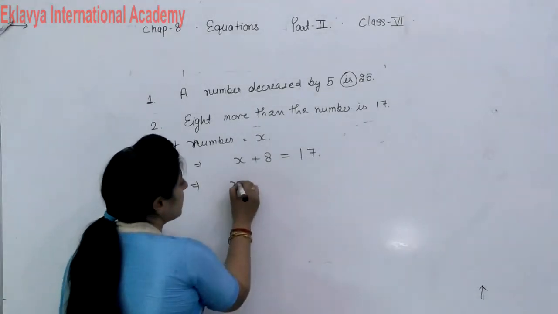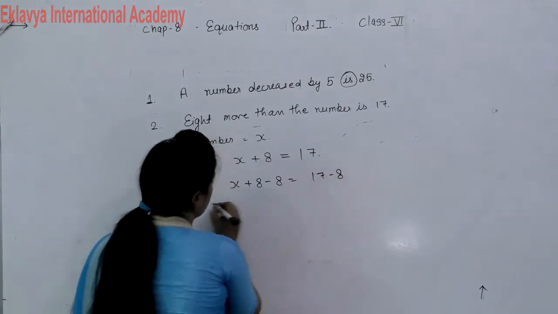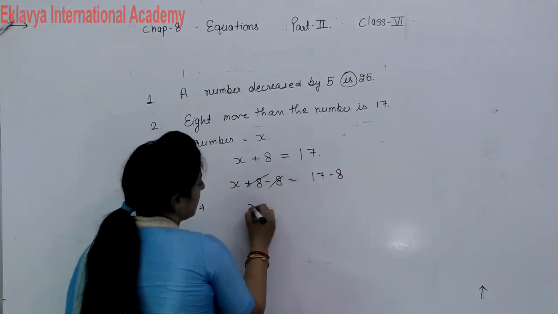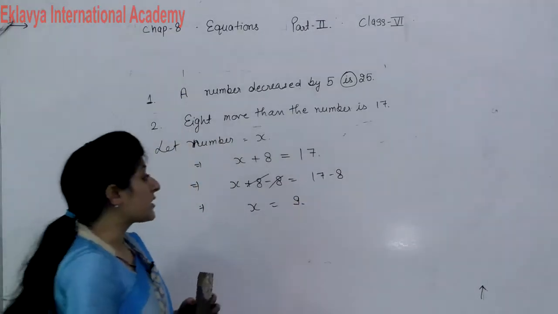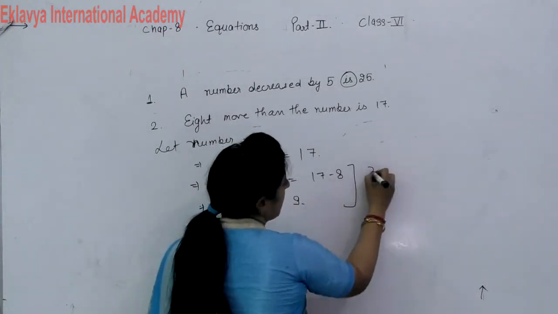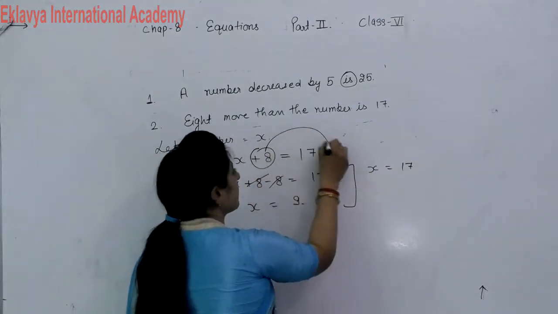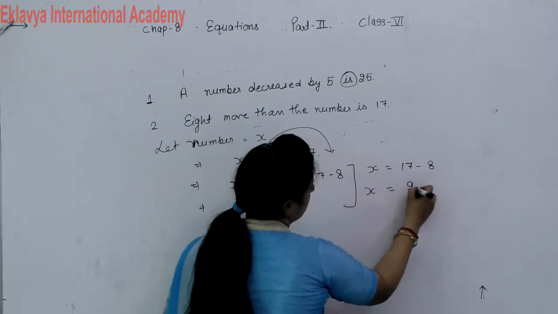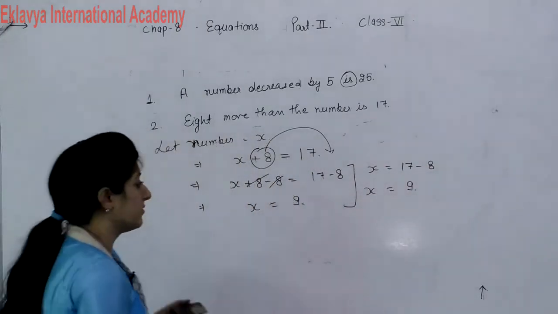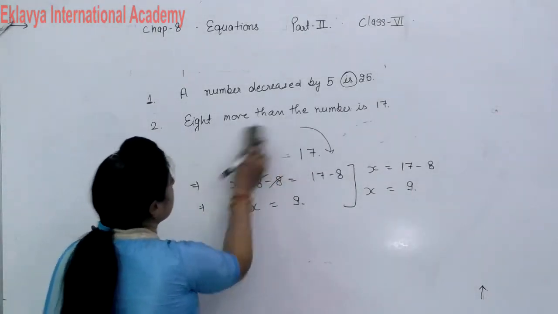Mentally method: we will subtract 8 here, minus 8 on both sides cancels, x is equal to 9. Transposition method: x is equal to 17, this plus 8 converts here to minus 8, then x is equal to 9. So you can use any method. Another problem, check.